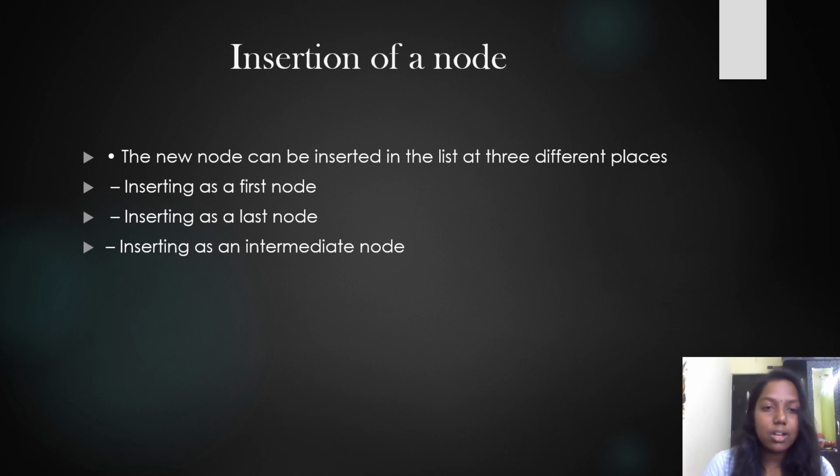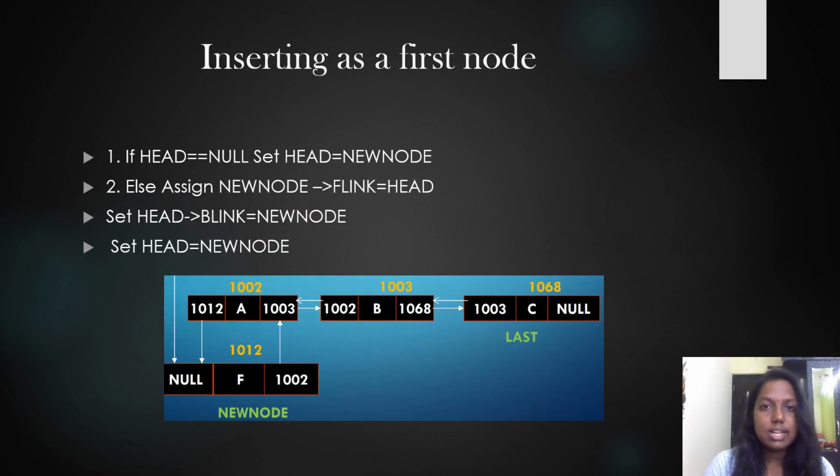Insertion of a node. Here also insertion takes place in three places: first node, last node, and intermediate node. So inserting as a first node, we say if the head is null, then set head is equal to new node, the same thing as previous. Whereas here we assign the new node's F-link as head and the B-link as new node. Again, the new node F-link is set as head and the B-link as new node, and the head is set as new node.